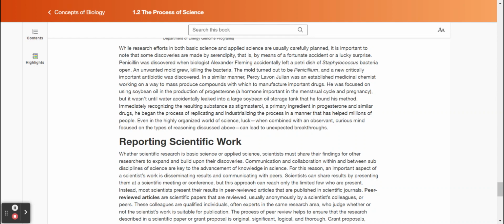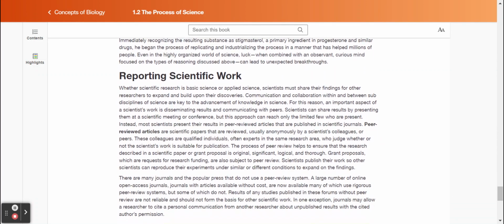But it wasn't until water accidentally leaked into a soybean oil storage tank that he found his method. Immediately recognizing the resulting substance as stigmasterol, a primary ingredient in progesterone and similar drugs, he began the process of replicating and industrializing the process in a manner that has helped millions of people. Even in the highly organized world of science, luck, when combined with an observant, curious mind focused on the types of reasoning discussed above, can lead to unexpected breakthroughs.